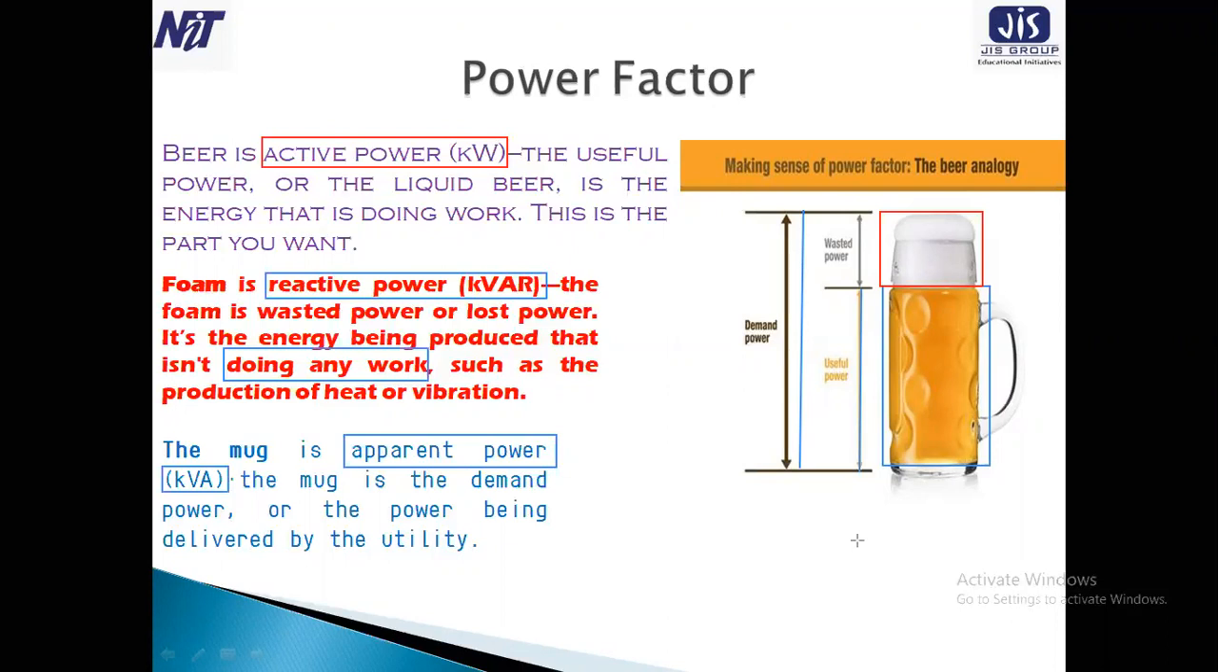So it's a very famous example to understand the three types of power in our system. With the help of this example, we can understand what is the apparent power or the demand power, what is the wasted power or the reactive power, and what is the useful power or the active power of a system. So from this concept, now we can develop the equation of the power factor.